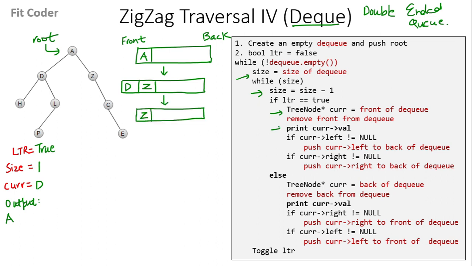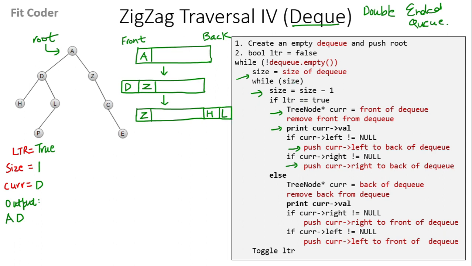And then we print the value of current. So we print D. And we check left of D. So left of D is H. We push H to the back of deque. And then we check right of D. So right of D is L. We push L to the back of deque.